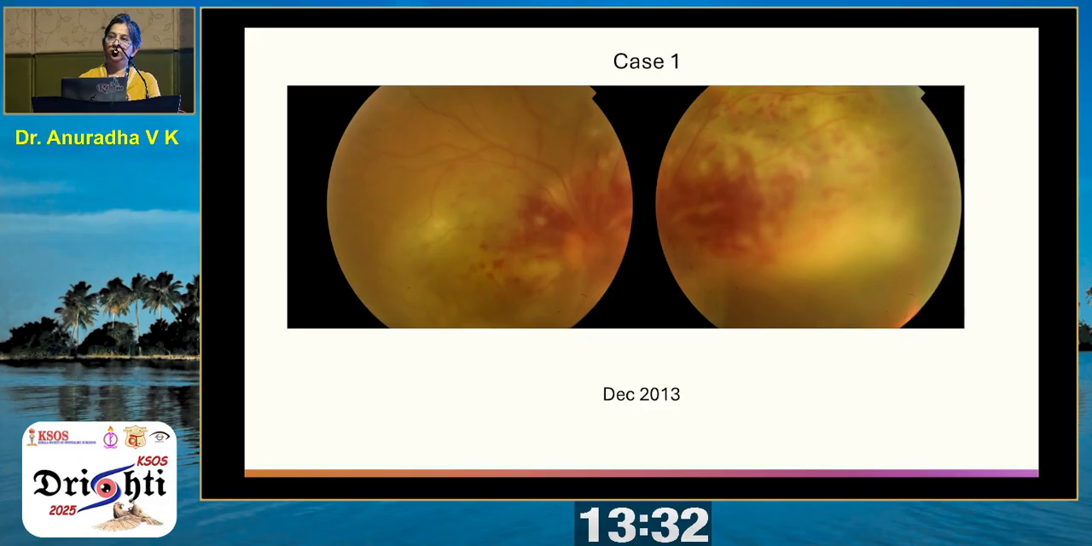Now, because this patient was already immunosuppressed and had a respiratory infection, I was very concerned about an opportunistic infection in this case. So we took him for a vitreous biopsy, sent the sample for PCR and smear and culture, both for bacteria, fungus, virus, and toxo. All of them came out to be negative.